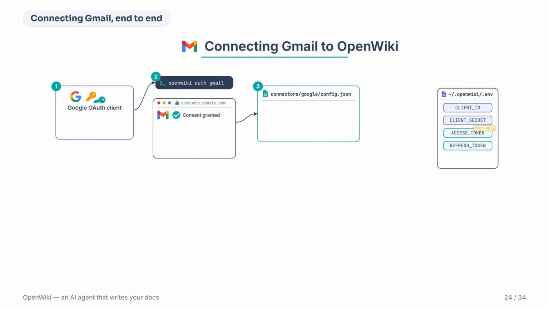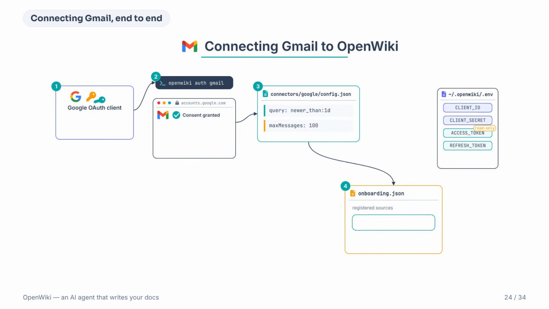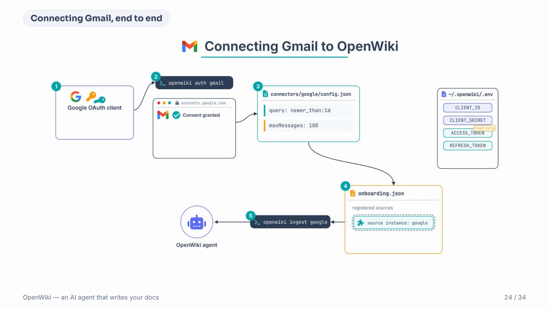Step 3. The connector config defines what to pull. 1 day of mail, up to 100 messages. Step 4. Register the source instance so ingestion can find it. And step 5. Run the ingest, which pulls the mail and hands it to the agent.